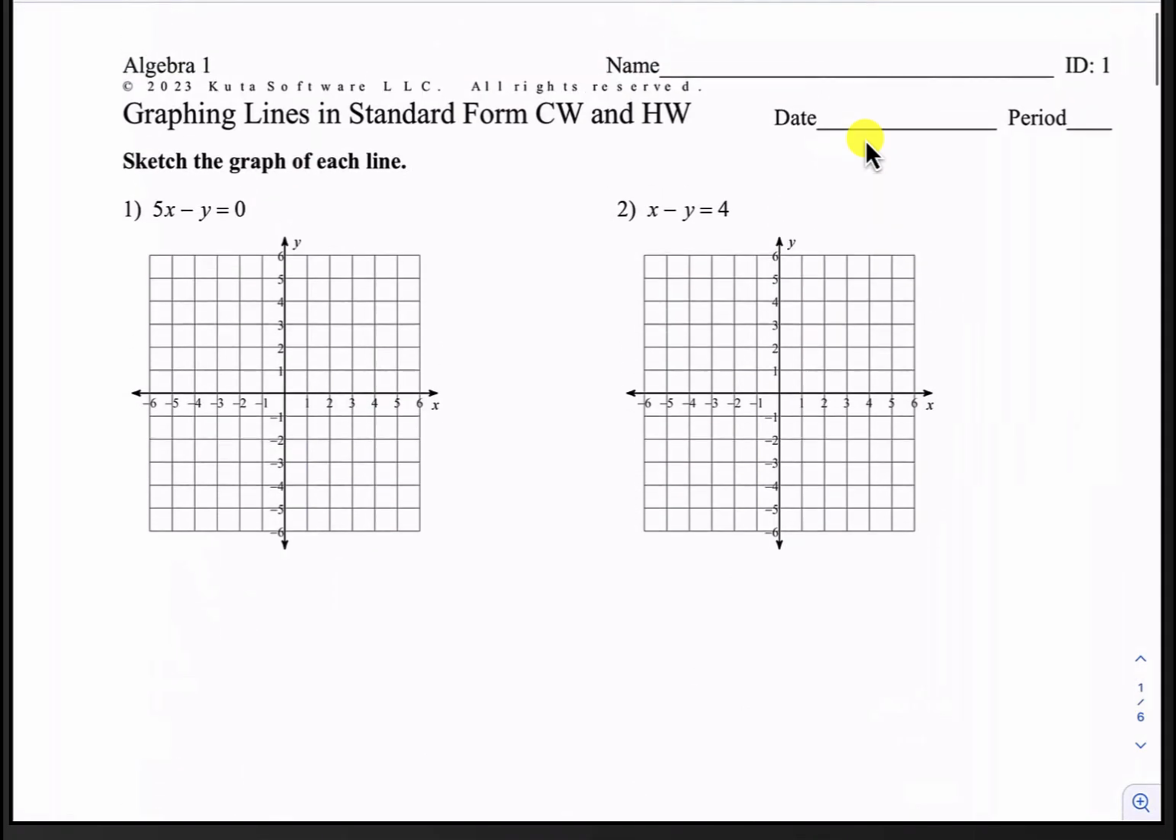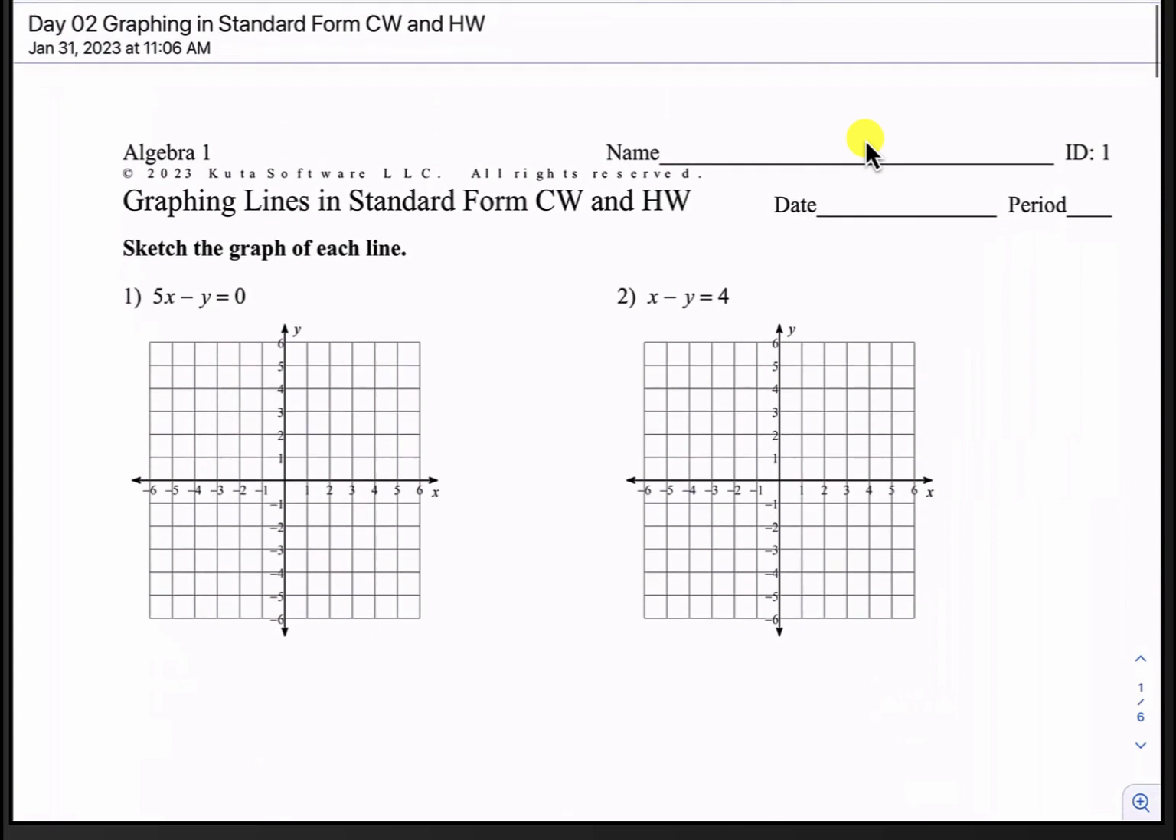Today we're covering graphing lines in standard form. And the method we're going to use is we're going to convert from standard form to slope-intercept form. As a reminder, standard form is in the form of capital A times x plus capital B y equals capital C. And we're going to convert that into slope-intercept form, which is y equals mx plus b.